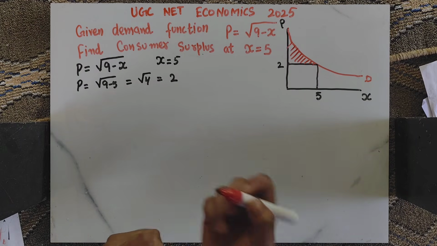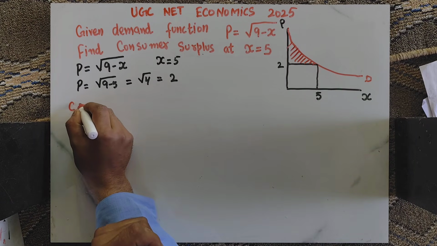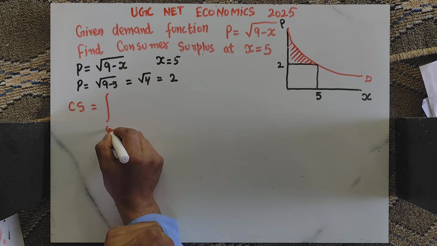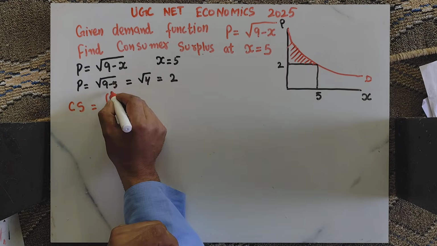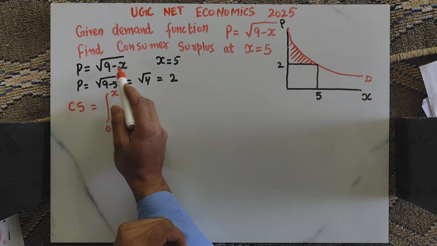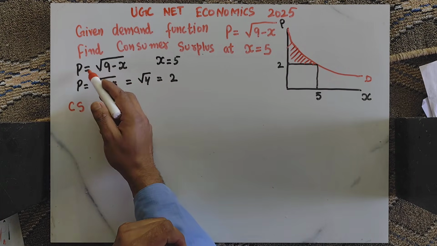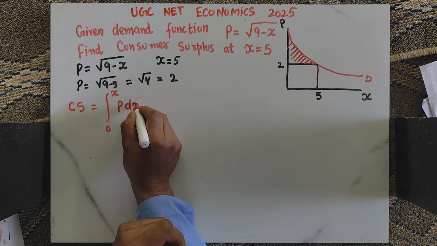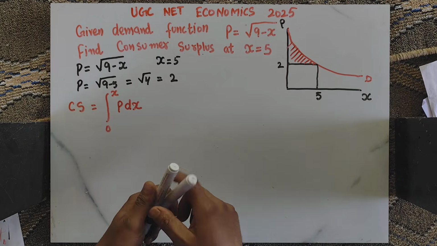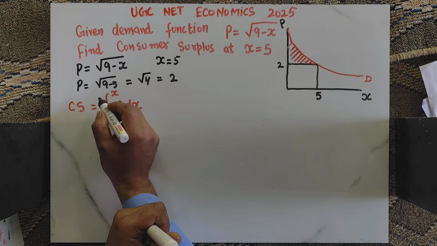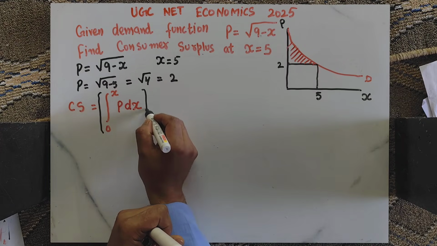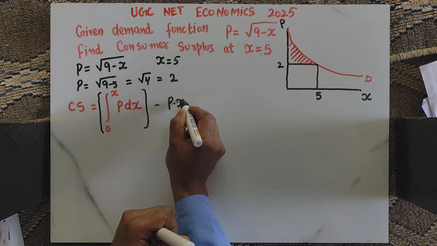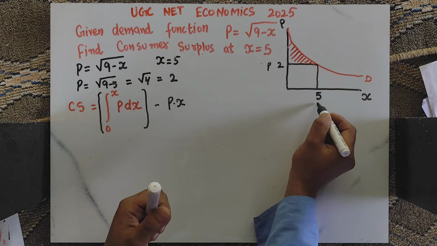So consumer surplus is equal to the definite integral from 0 to equilibrium quantity, which is x here, and we take the integral of demand function, that is p dx. From this we subtract the total expenditure, that is p into x. So p is this, x is this.